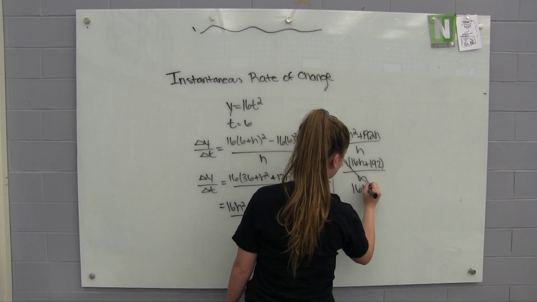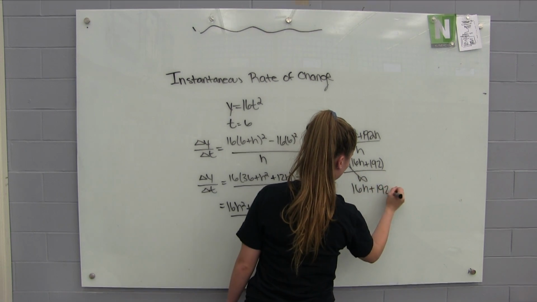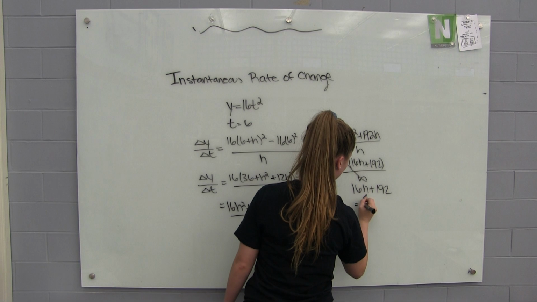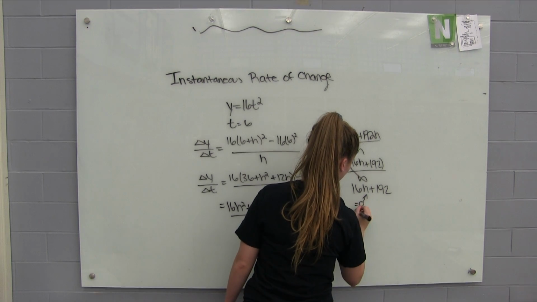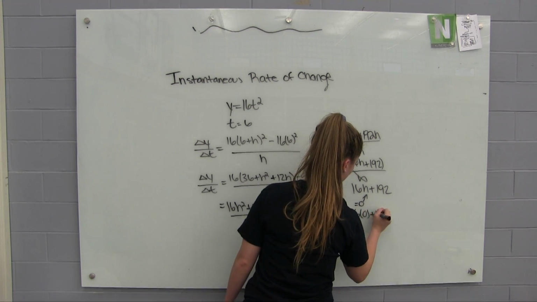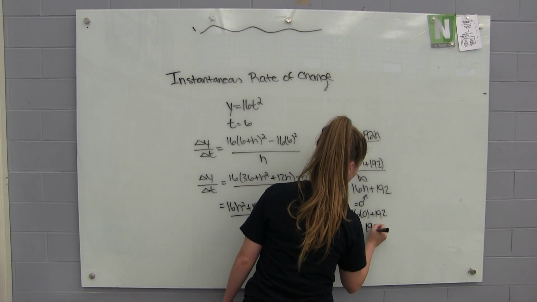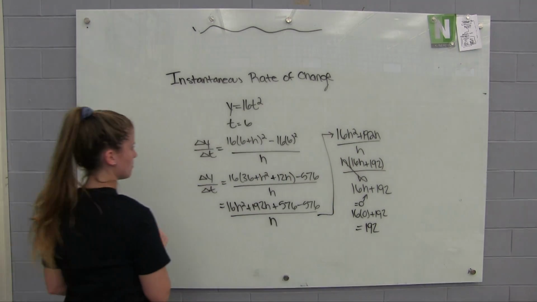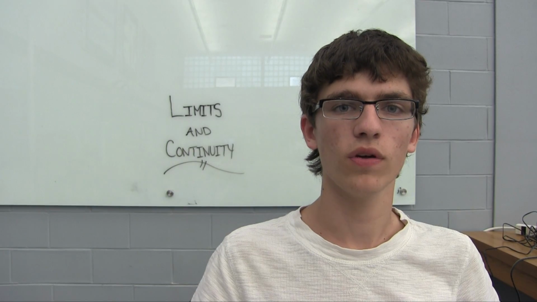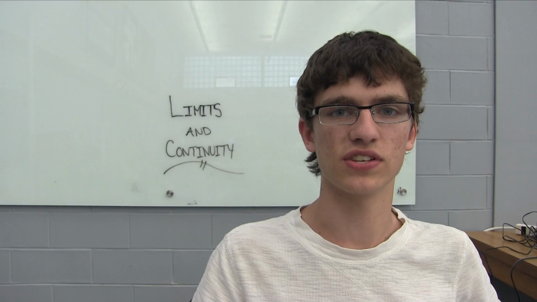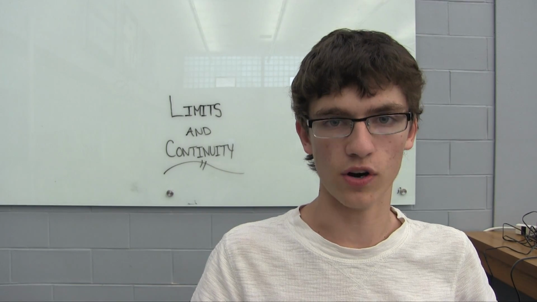Now remember that h is delta t, and you are trying to find the instantaneous rate of change, which exists when delta t approaches 0. So now, replace the h with a 0. This will cancel out that term, and you are left with 192. Now that we've discussed average rate of change and instantaneous rate of change, we can delve into limits.